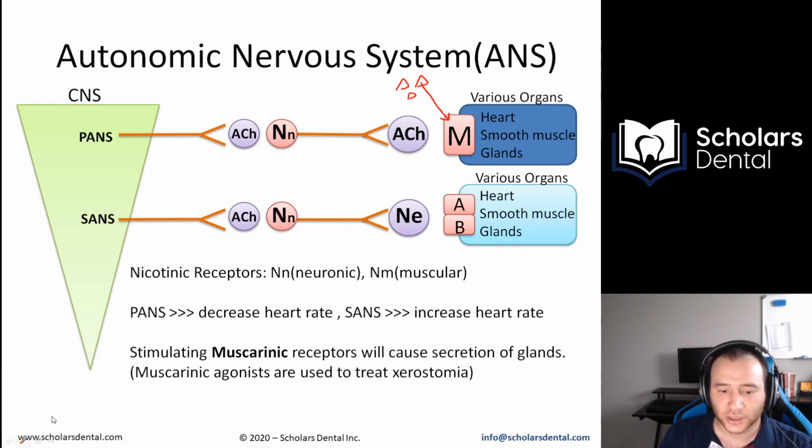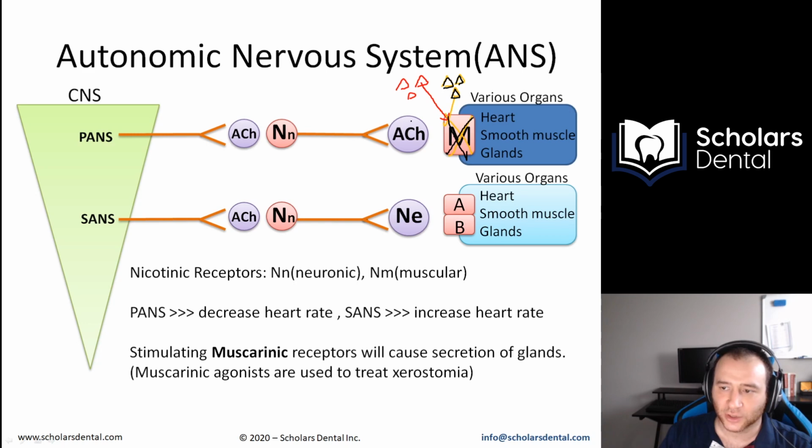If I could make a drug, and now let's use, what kind of color should I use? Orange. If I could make a drug, okay, that goes to the muscarinic receptors and blocks them, okay, it blocks the muscarinic receptors.